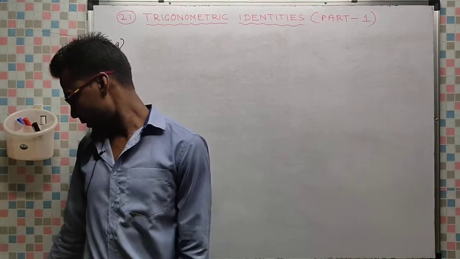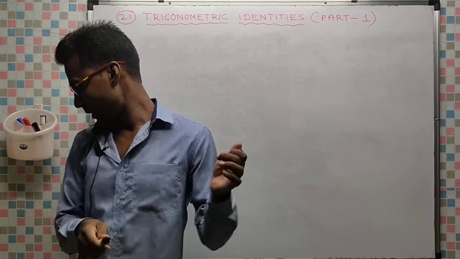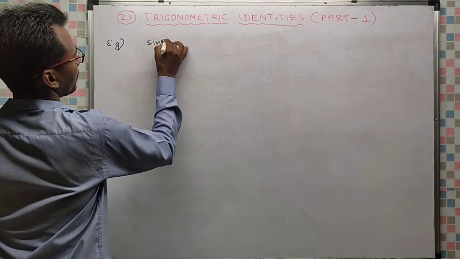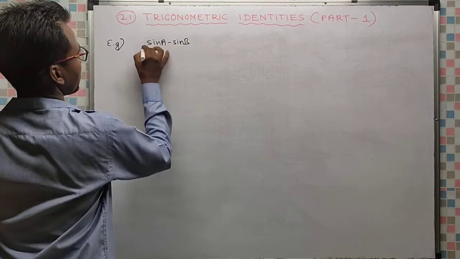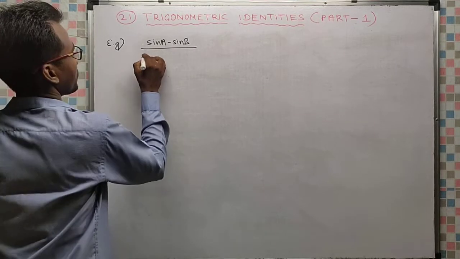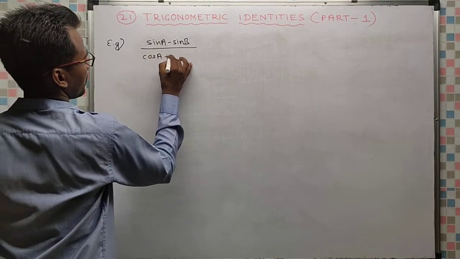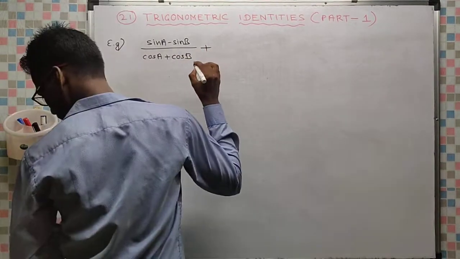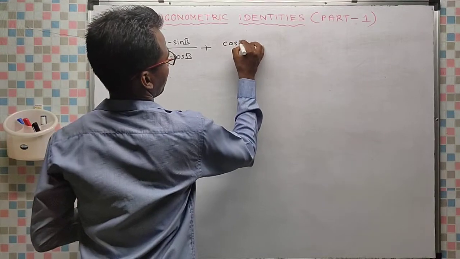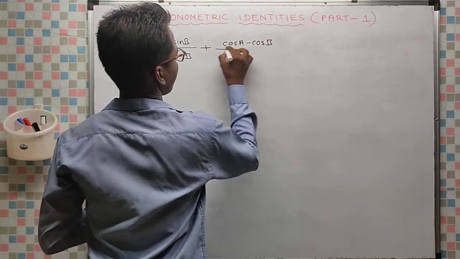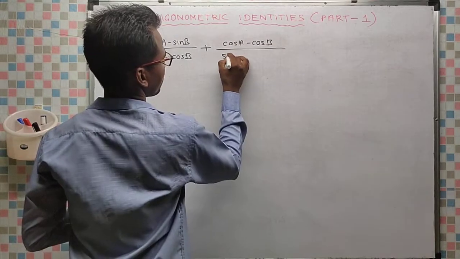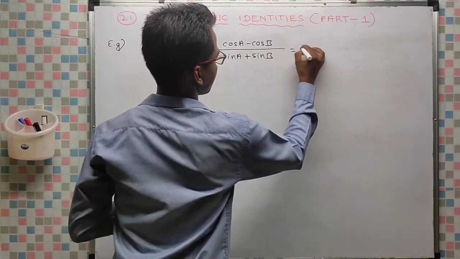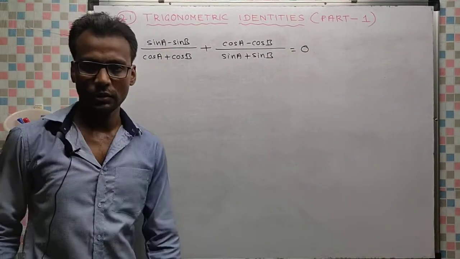Let us move to one more example. Sin A minus sin B by cos A plus cos B, plus cos A minus cos B by sin A plus sin B, is equal to 0. We have to prove it is equal to 0.